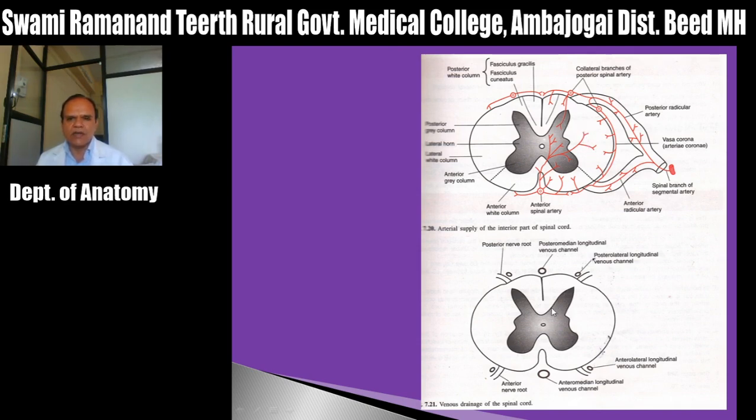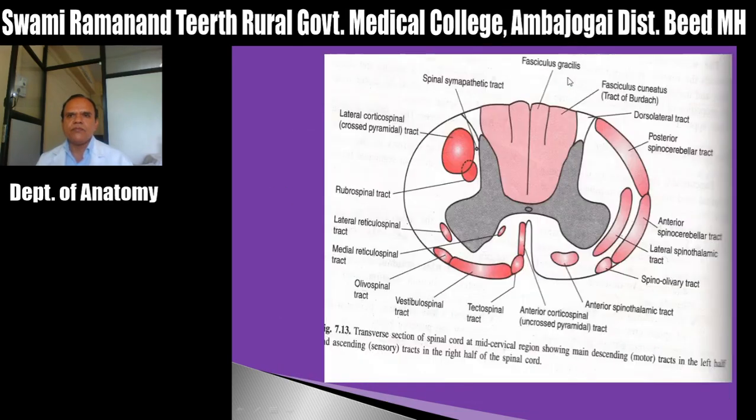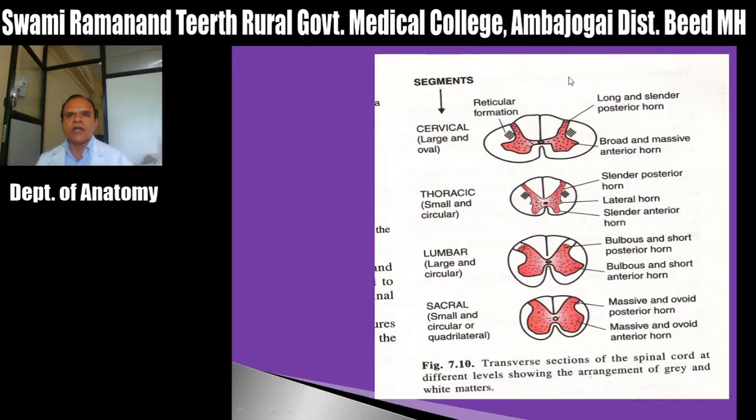Here at the lower side you can see very clearly also, the vein is present in the posterior median longitudinal venous channel, and this is the posterior lateral longitudinal venous channel, and lower down the anteromedian longitudinal channel, venous channels. These are the veins and anterolateral channels. So this is the blood supply and venous drainage of the spinal cord. So this finishes the spinal cord.